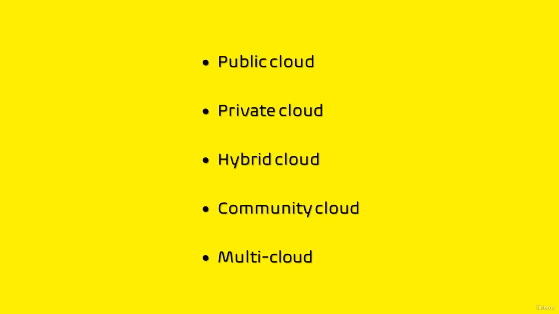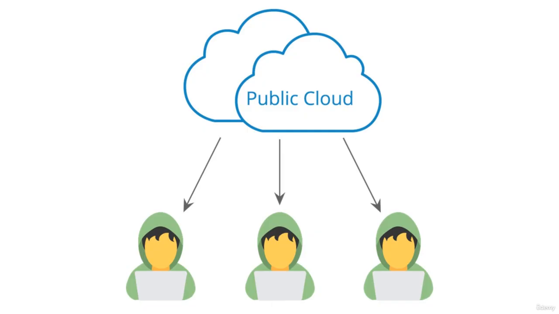Let's check out a few of the different types of cloud computing deployment models. We've got the public cloud, the private cloud, a hybrid cloud, community cloud, and multi-cloud. We'll start with the public cloud, because this is what makes it possible for anybody to access systems and services. The public cloud may be less secure because it's open for everyone.